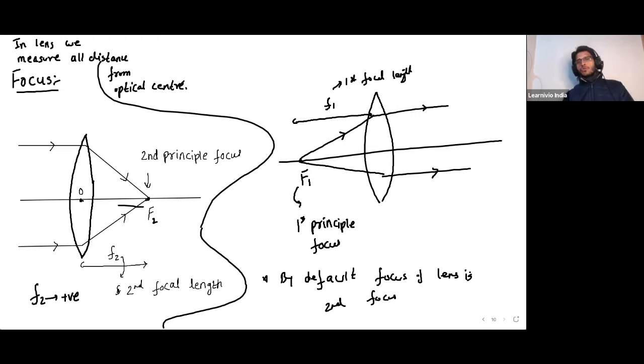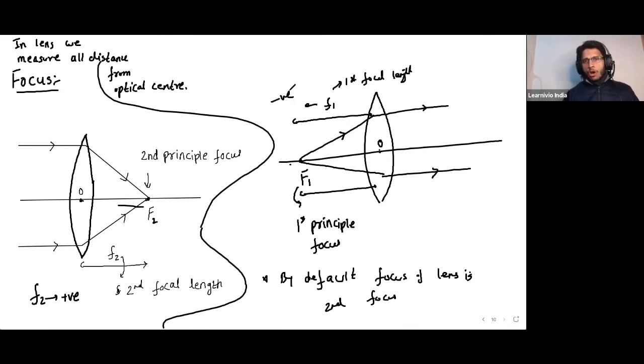So that is the focus. We measure all distances from the optical center. If you're moving in the direction of light, then your focal length is positive. If you're moving in a direction opposite to that of light, just like here, see, this is the optical center. You start from the optical center and move up to F1. You're moving in a direction opposite to that of the light, so this term is negative.